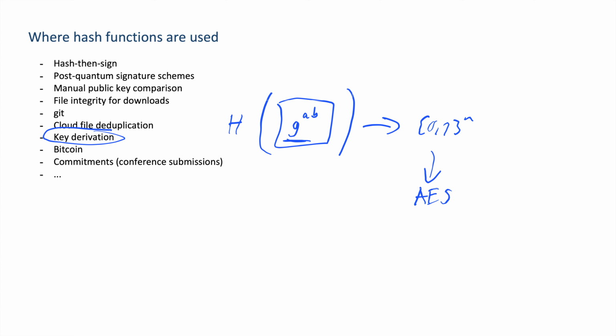For this, collision resistance is not actually enough. You kind of need that if this is random, then this is random too, which is something that you get, for example, in the random oracle model, which you'll see next week.